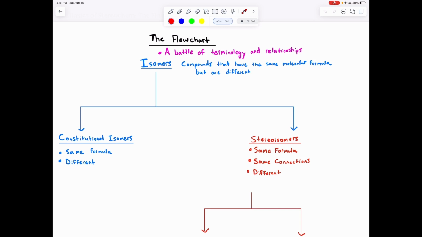But what I want to talk about at this juncture in the class, your professor is going to start talking about isomers. And isomers, they'll start throwing terms out. Constitutional isomers, stereoisomers. Let's break down what isomers are first and foremost. So the first piece of terminology that you need in this unit is that isomers are compounds that have the same molecular formula, but are different for some reason. And we're going to specify why.